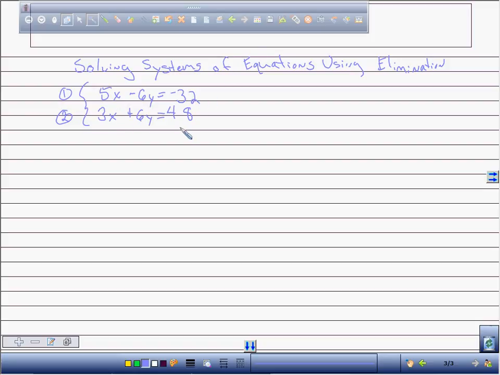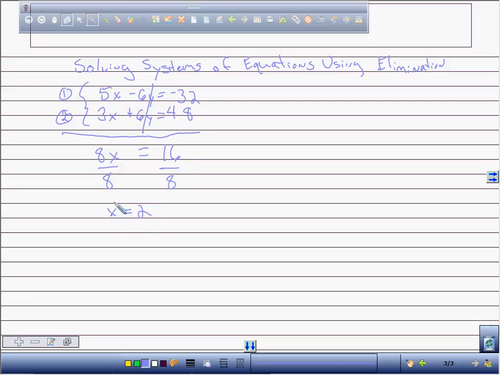If you have two equations like this and you want to solve them, what you do is add the two equations together. This is nice because if I add them, what's 5x plus 3x? 8x. And what's minus 6y plus 6y? 0y, so this goes away. Then I add negative 32 plus 48. Anyone tell me what that is? Not 26, close. 16. Then all I have to do is divide both sides by 8, and I get x equals 2.